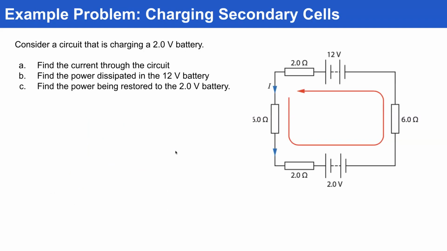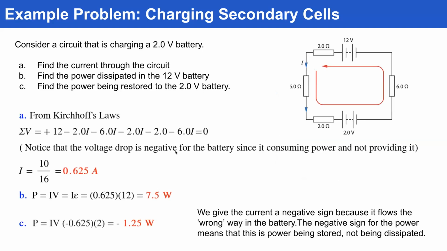Alright, so consider a circuit that is charging a 2.0 volt battery. Find the current in the circuit, find the power dissipated in the 12 volt battery, and find the power restored to the 2.0 volt battery. Alright, so for A, for Kirchhoff's laws, we have the current, right? Remember that V equals I times R. And because this is a series circuit, one loop, the current is going to be the same through each element. That's Kirchhoff's laws. If you don't remember Kirchhoff's laws, go back to topic 5.2, please.